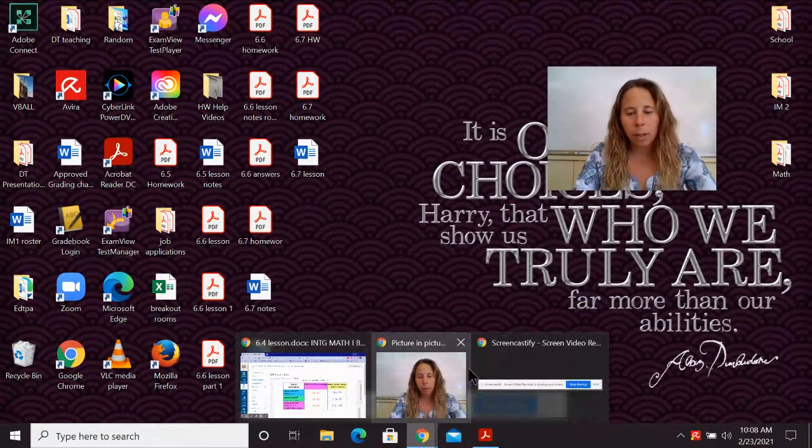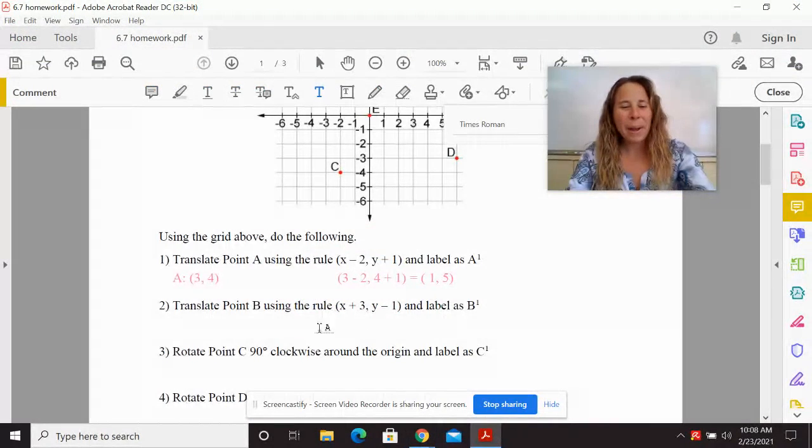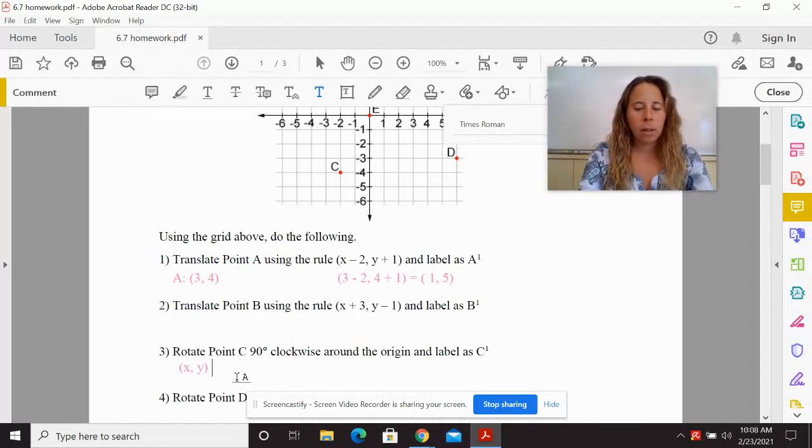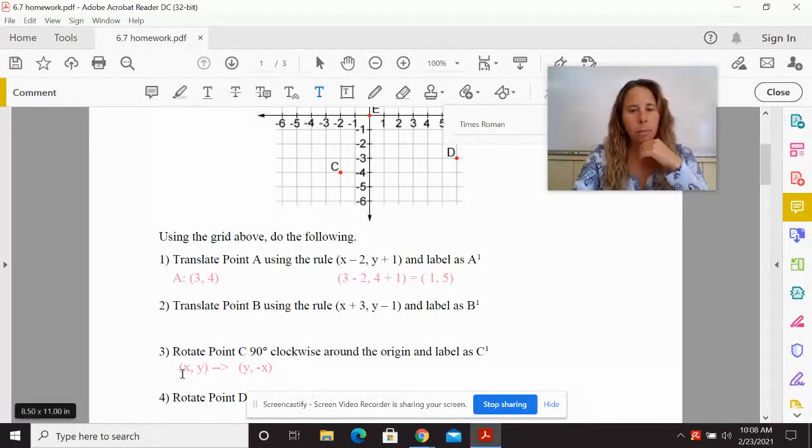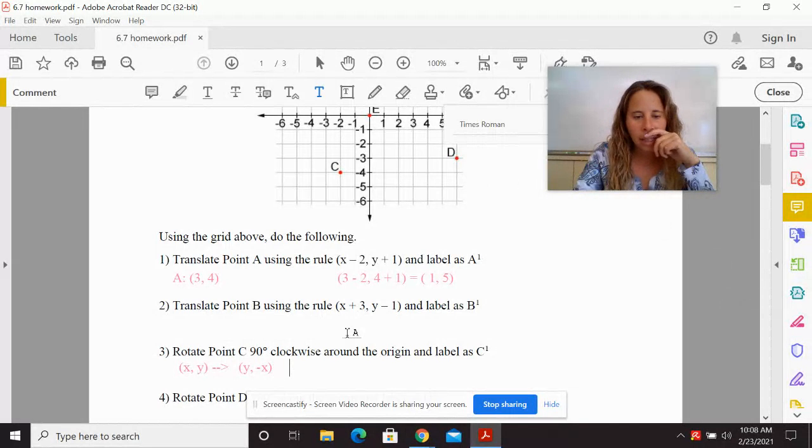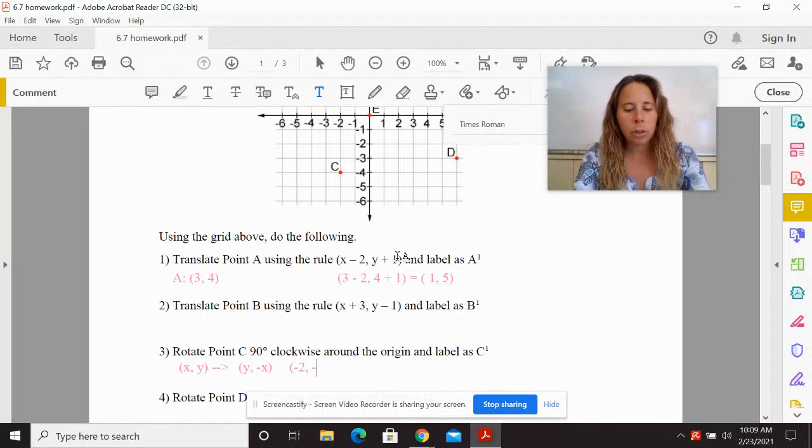Oops, my bad. Look at my desktop. Okay, so you start out at x comma y. Okay, that's the rule that's in my table. When I'm rotating 90 degrees clockwise around the origin, I go from the normal point, and then this is what I do. So I start out at, C is at -2, -4.